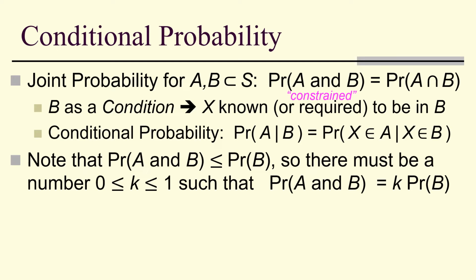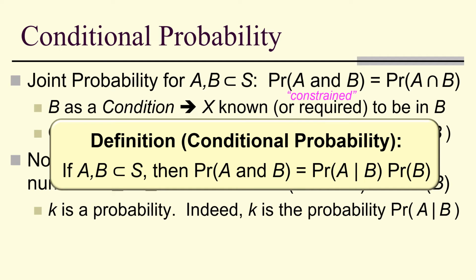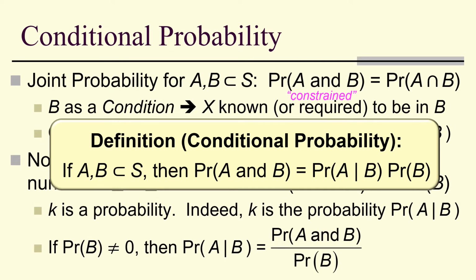Notice that the probability of A and B is less than or equal to the probability of B, so there has to be a K between 0 and 1 such that the probability of A and B is equal to K times the probability of B. But K, therefore, is a probability. In fact, it is the conditional probability of A given B, and that gives us our definition. If A and B are subsets of S, the probability of A and B, the joint probability, is the probability of A given B, the conditional probability, times the probability of B. And if the probability of B is not equal to 0, then it gives us a formula for calculating conditional probability.